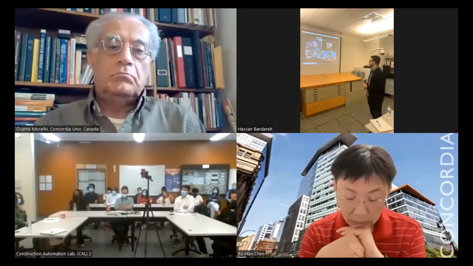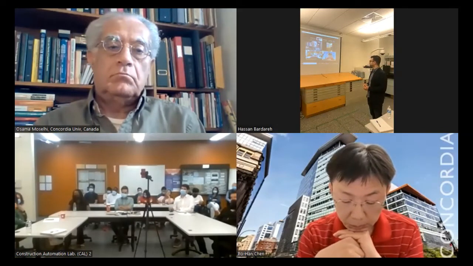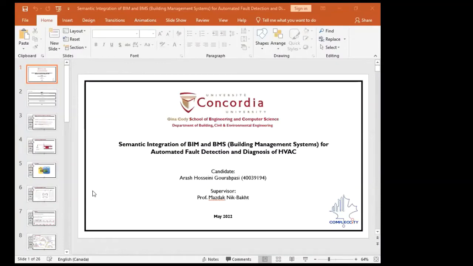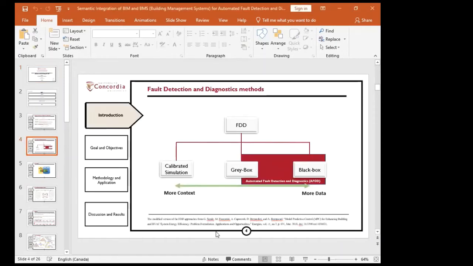Okay, and on your slide number 4, you have a diagram with a bidirectional arrow. One is for more context, one is for more data. How do you define data and context? How do you differentiate them? Slide number 4. Page number 4. Yeah, that's good. Yeah, this one.